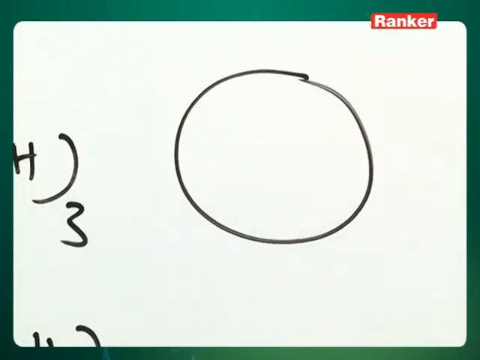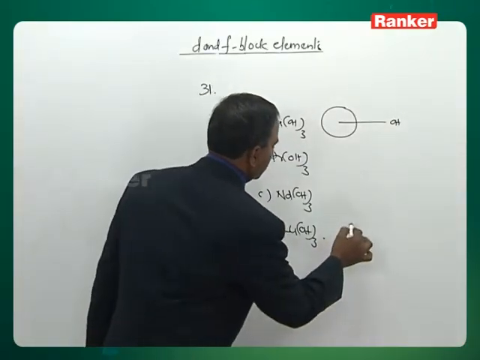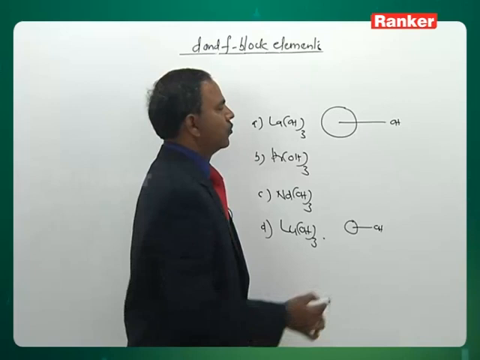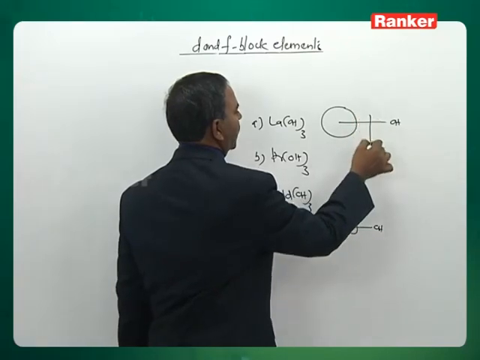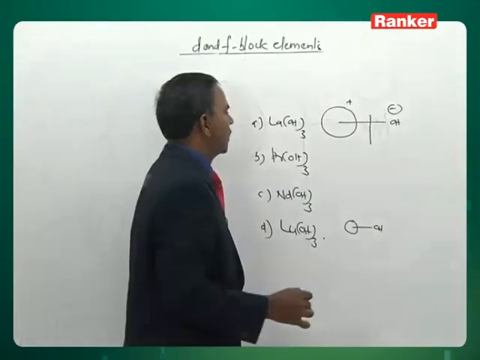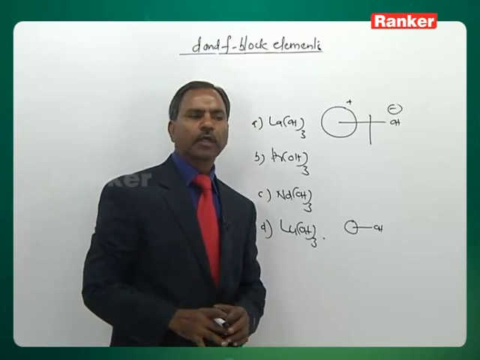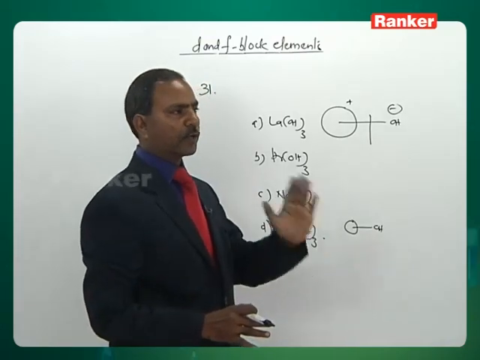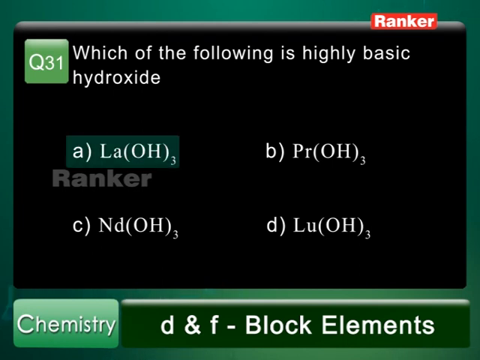Yes, lanthanum is big in size. Therefore, the lanthanum to OH bond length is very high. Lutetium is smaller in size, so the lutetium to OH bond length is shorter. Whichever has the greater bond length has less bond energy, so it easily dissociates and ionizes into plus and minus. Among these hydroxides, lanthanum is very big, the lanthanum to hydroxide bond length is very high, and therefore it is easily ionizable, producing more OH minus ions. Therefore, answer A is the correct answer for question 31.